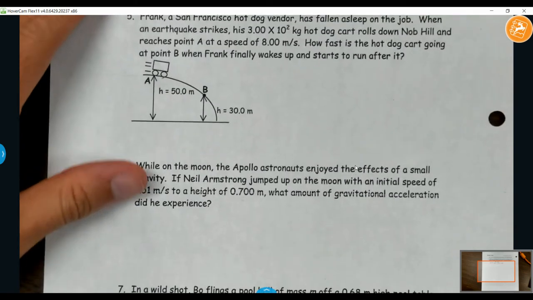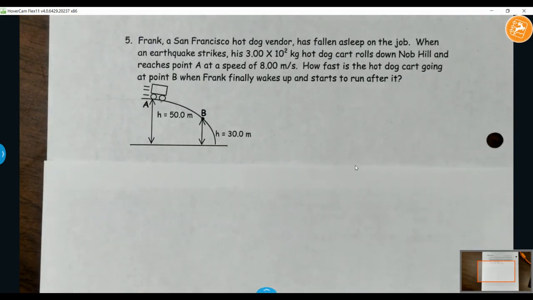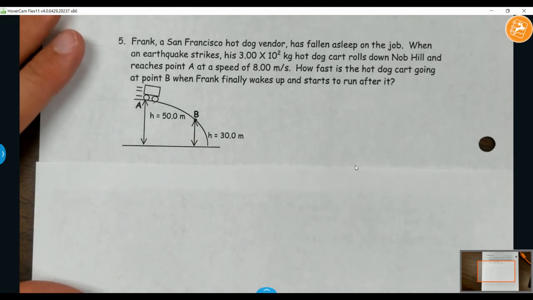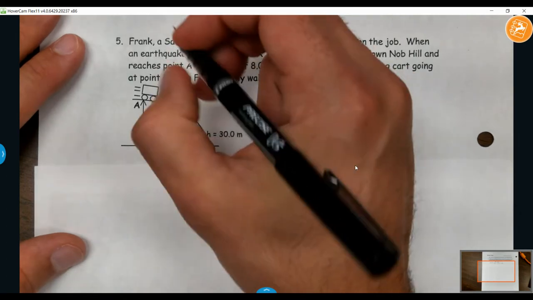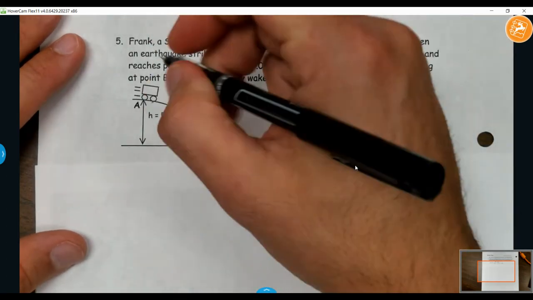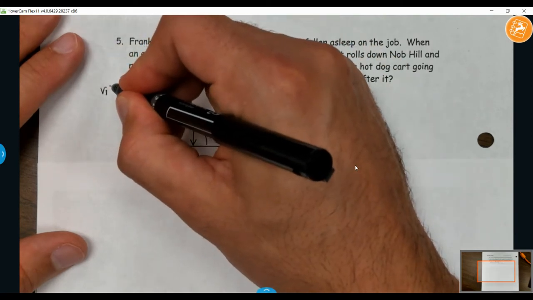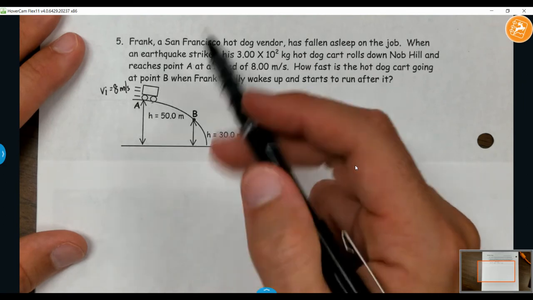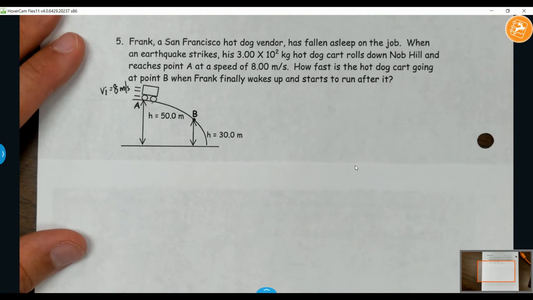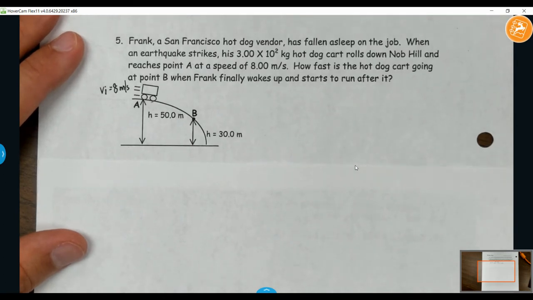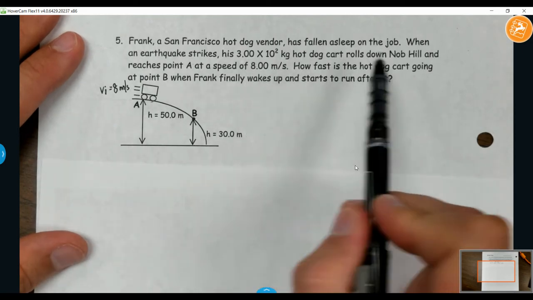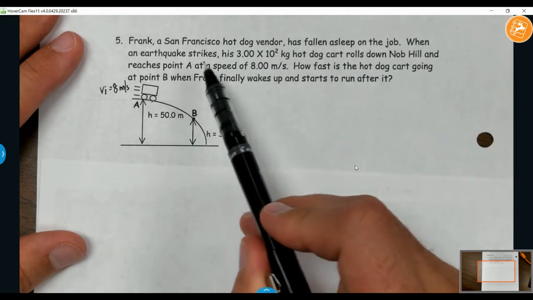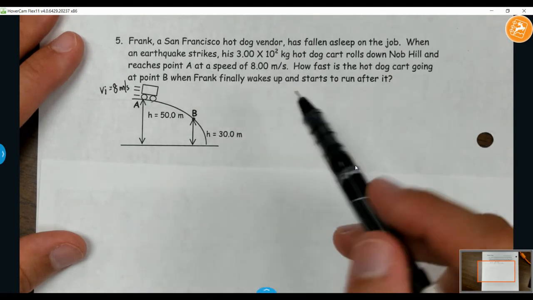All right. Now let's go to number five. Number five already has the drawing here for us. The only thing it doesn't tell us is that at point A it has a speed of this, so you can add that. Since we're dealing with the top, the initial velocity here is going to be 8 meters per second. A is 50 meters, B is 30 meters. The cart rolls down the hill. At point A it's 8 meters per second. How fast is it going at point B?